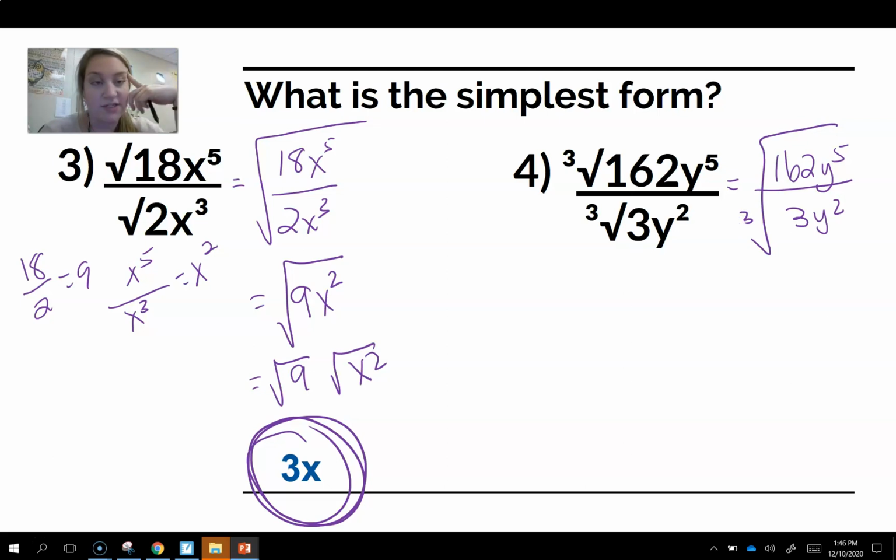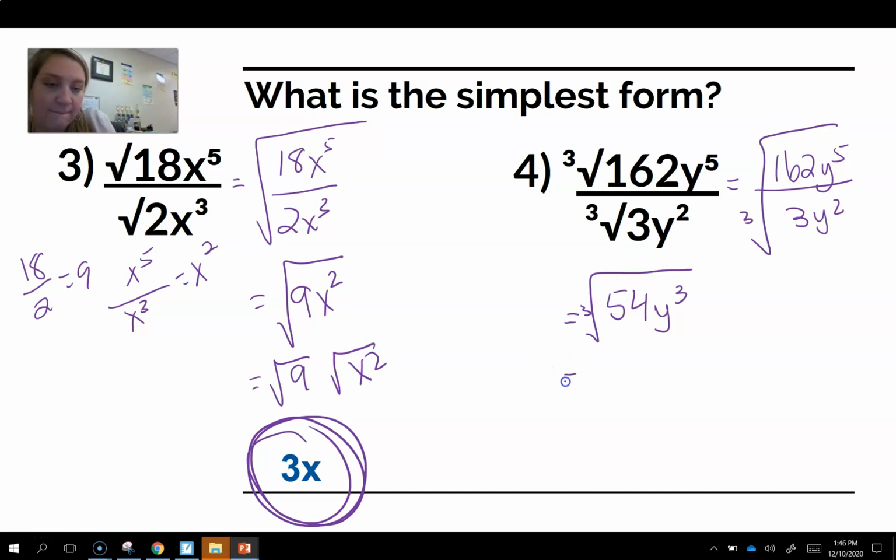Just like last time, I'm going to simplify my fraction. So I have 162 divided by 3. Let's see if that simplifies. It does. It's 54. And y to the 5th over y squared, I subtract that, and that becomes y cubed. So simplifying my fraction, now I have the cube root of 54y to the power of 3.